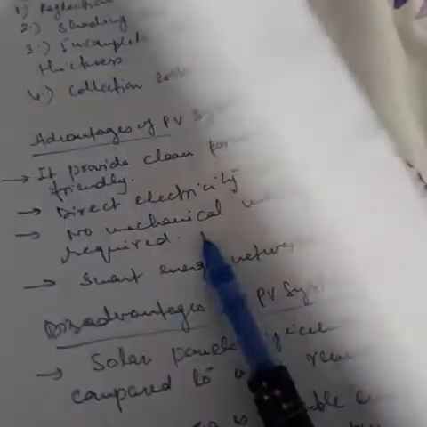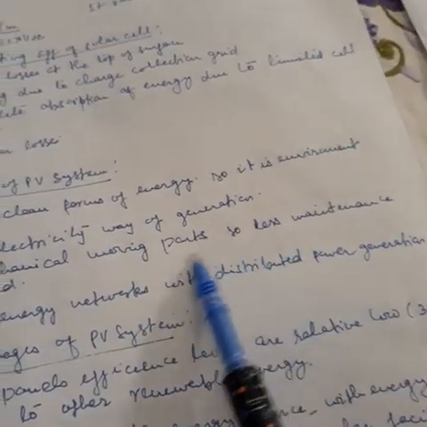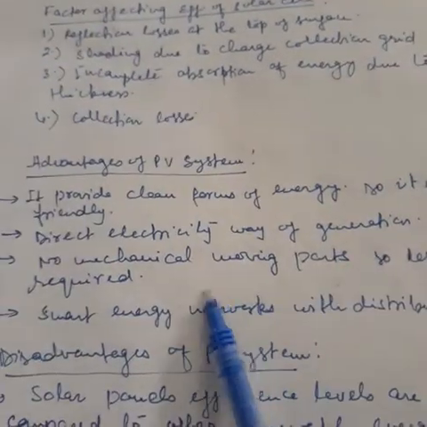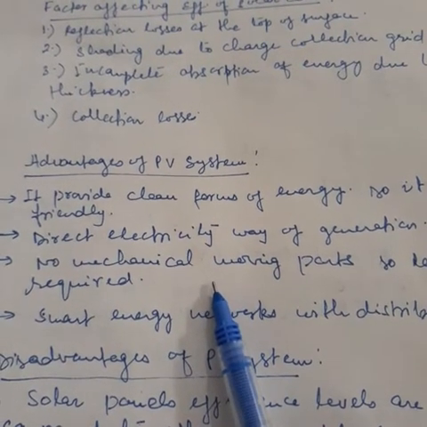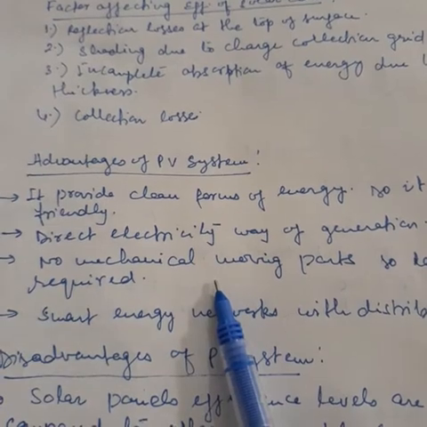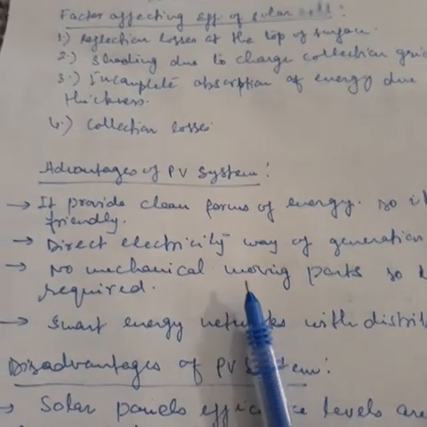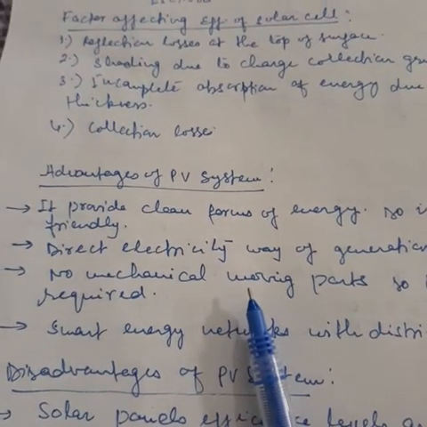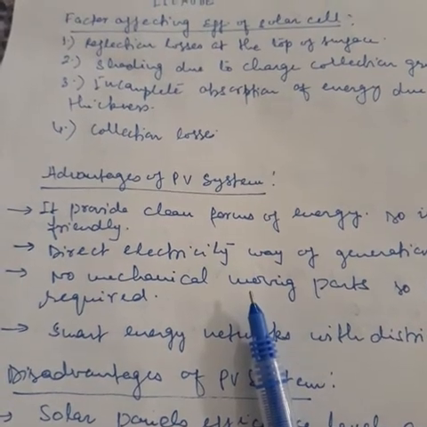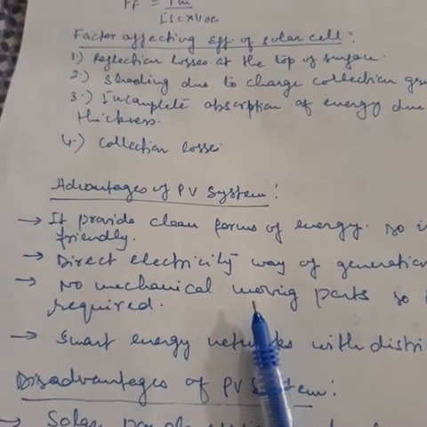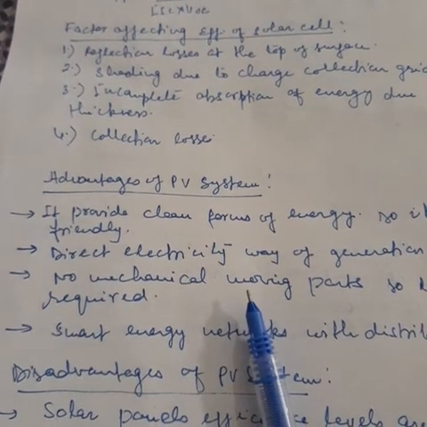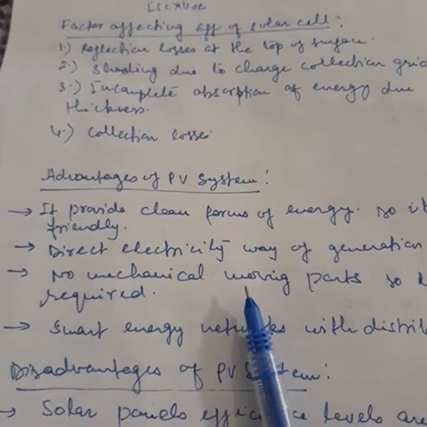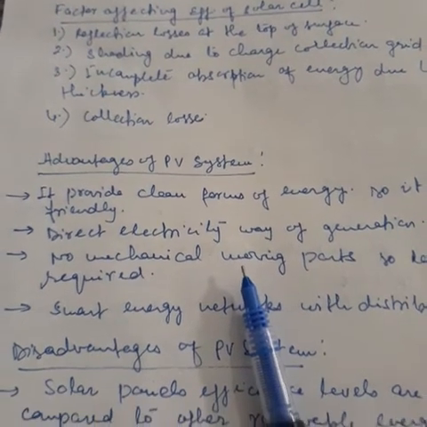Third is no mechanical moving parts, so less maintenance is required. जनरली हम देखते हैं कि mechanical components जितने भी हैं, turbines हैं, blades हैं, ये बार बार move होते हुए, there are some wear and tear must be there. So after some time the maintenance phenomena must be required. But in the PV system there is no maintenance required.